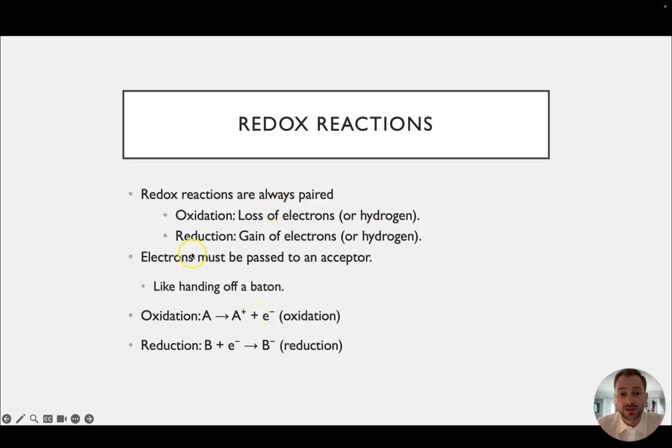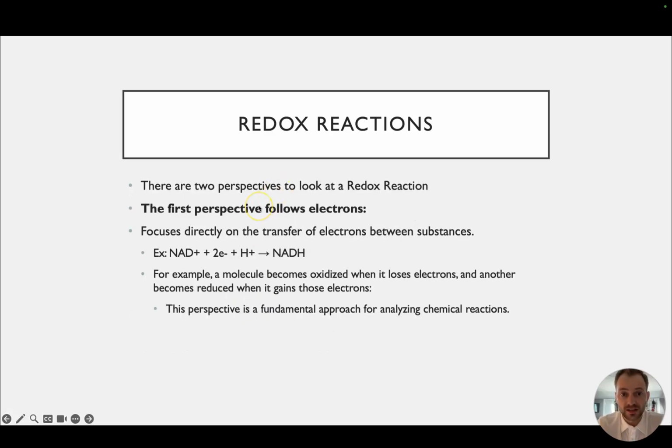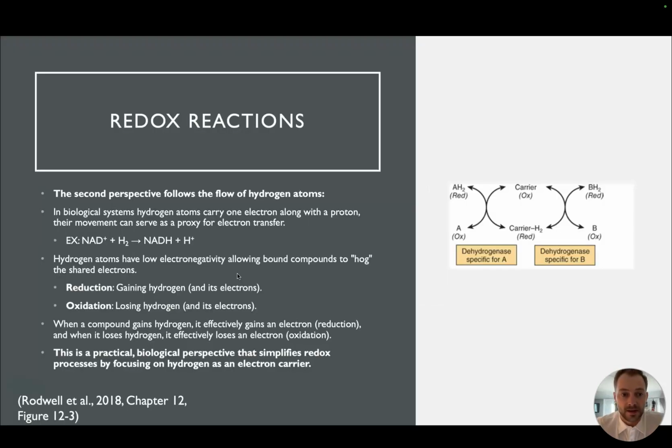Redox reactions are always paired, so if we have a loss of electrons, we've got to have a gain somewhere else. The loss of electrons is called oxidation, the gain of electrons is called reduction. It's like handing off a baton in a relay race. There are two perspectives to look at redox reactions through. The first perspective just follows the transfer of electrons between substances and is a more fundamental chemical view, which is great for analyzing mechanisms of reactions.